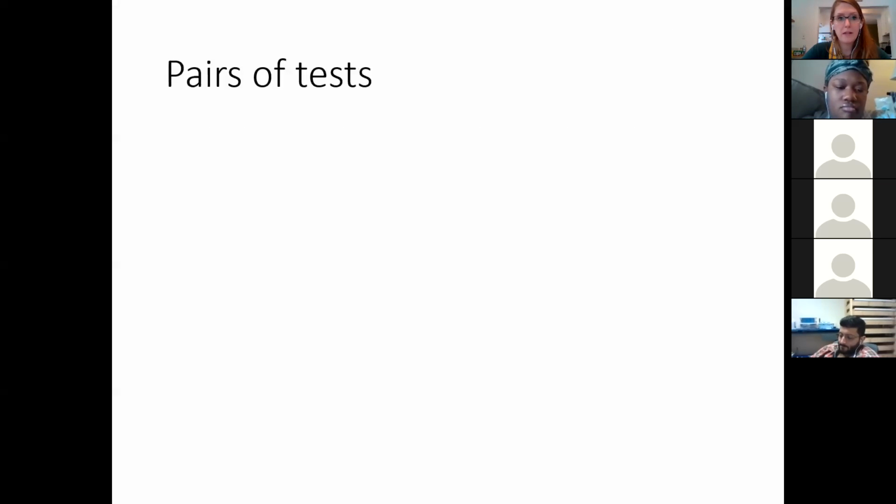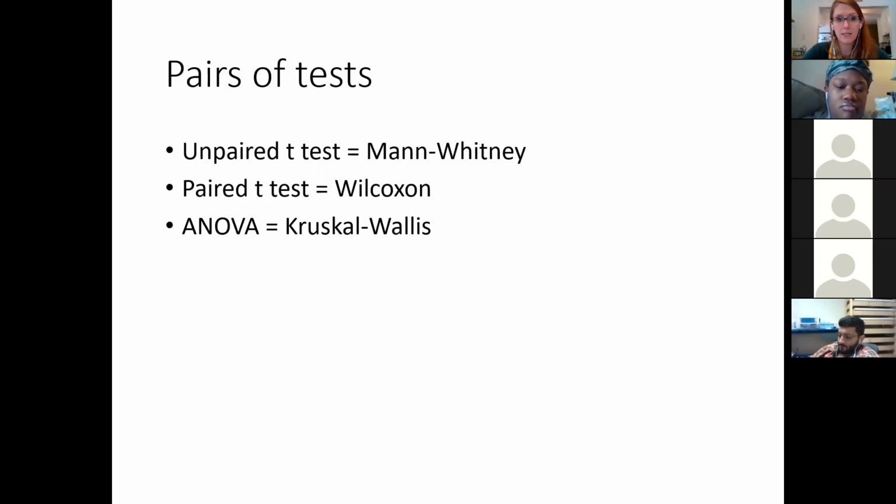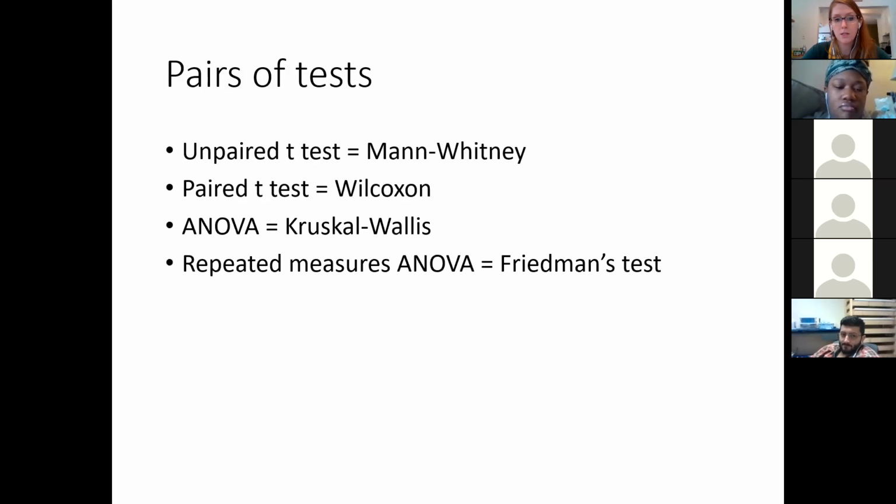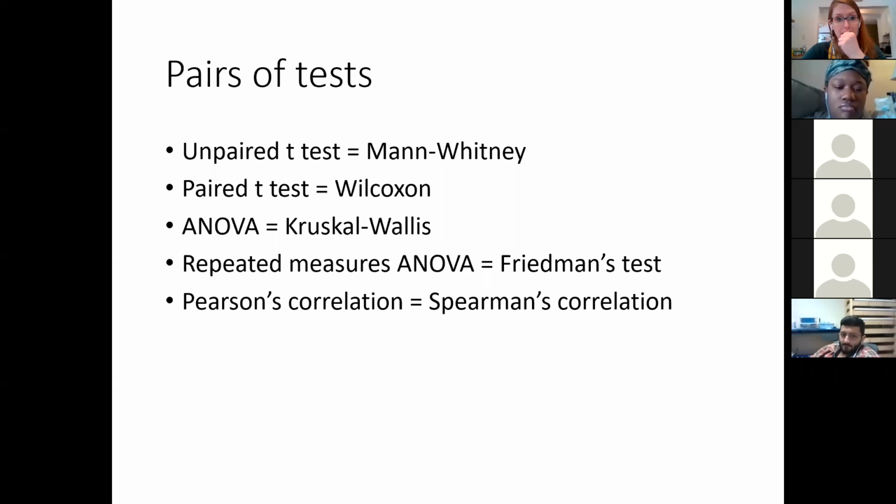So overall, the pairs of tests are: unpaired goes with Mann-Whitney, paired goes with Wilcoxon, ANOVA goes with Kruskal-Wallis, repeated measures ANOVA is Friedman's, and Pearson's correlation is Spearman's correlation.